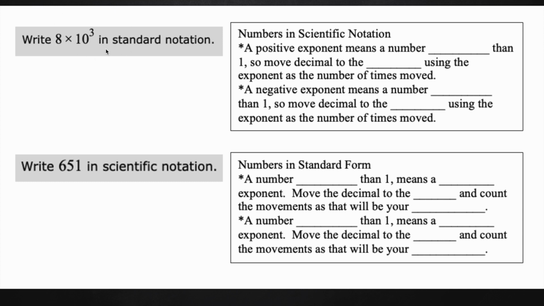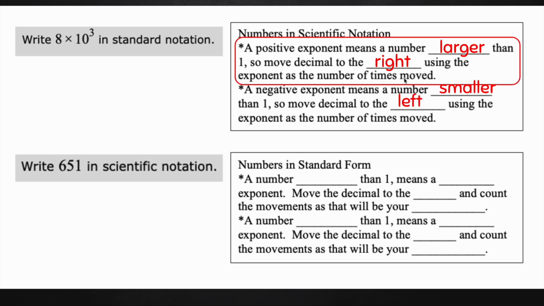So this is where we're going to look at the exponent to tell us where to move, okay? On this one, we have a little fill in the blank here. Numbers in scientific notation: a positive exponent means a number larger than 1, so move the decimal to the right using the exponent as the number of times moved. Or we could have a negative exponent, which means a number smaller than 1, so move the decimal to the left using the exponent as the number of times moved.